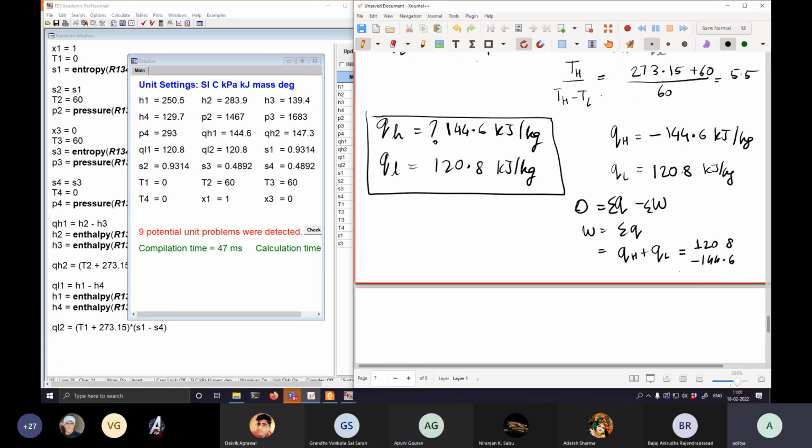24.2. So what does the minus sign indicate to you, Apurv? Yes, sir. Minus 23.8. What does the minus sign indicate to you? It is negative work is done. What does it mean?